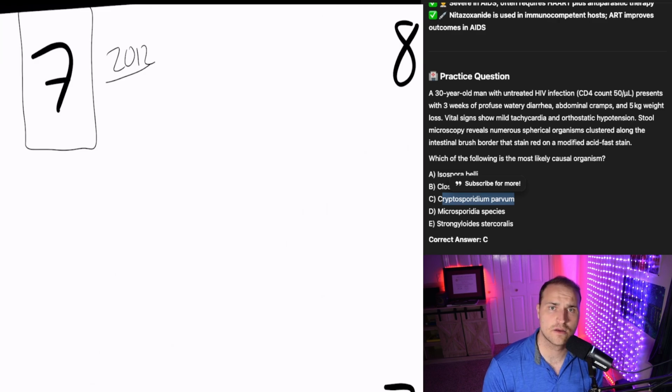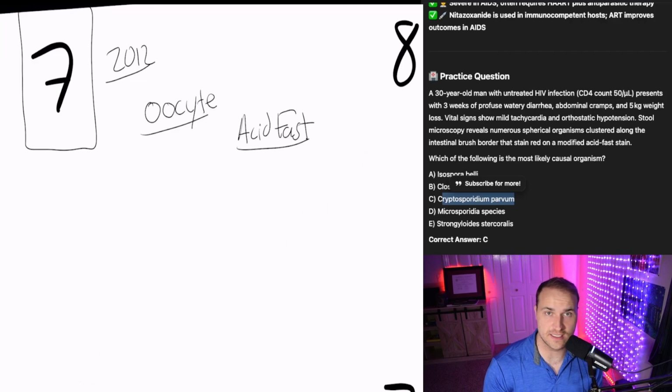redundant medical content. Cryptosporidium parvum is a tiny protozoan that's often seen in patients with advanced AIDS. And it lives in the surface of intestinal cells, and it releases a tough little oocyst that stains red on acid-fast staining. So in healthy people, the illness is self-limited. But if you have a low CD4 count, I think this dude had a 50, right? Then the infection becomes chronic and it causes relentless watery diarrhea and dehydration.